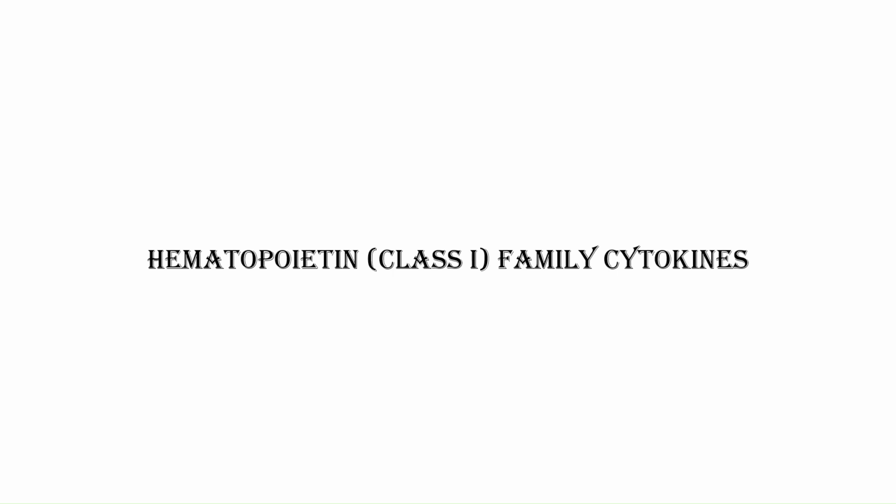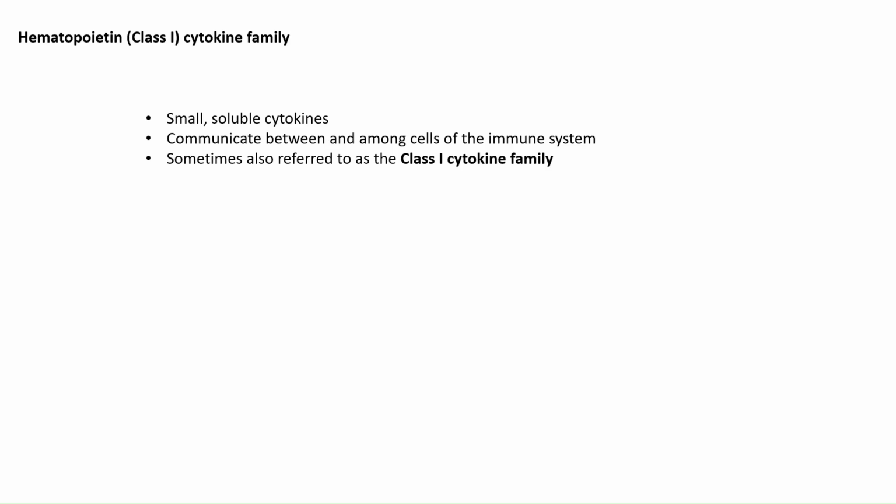So in the last video we learned about the interleukin 1 family of cytokines. Today this is the second family, that is hematopoietin class 1 family cytokines. Now if you see the general features of this class, these are small soluble cytokines and they help to communicate between and among cells of the immune system. This hematopoietin cytokine family is also known as the class 1 cytokine family.